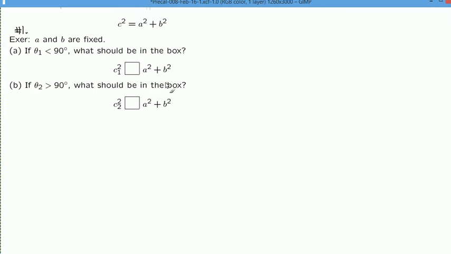Which one is bigger? If the angle in between A and B is greater than 90 degrees, A squared plus B squared never changes, but the opposite side, C2, is different from C. Which one is bigger? So you have to make that decision. They're not equal. One is bigger than the other. Making this choice is your exercise.